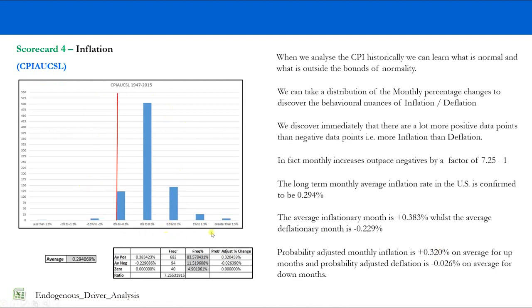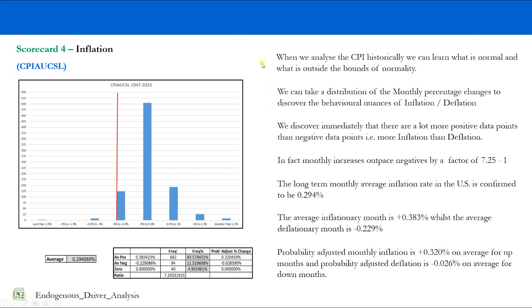What we've got here is, on the left-hand side, our histogram that we saw in the spreadsheet. As a reminder, we obviously have a big skew towards positive data points across the whole data set. We have our average, the mean of the entire data set, and the positive, negative and zero or flat moves in the CPI. We have our average move up and down, our frequencies across the distribution and how this is split up, and our probability adjusted moves in the CPI.